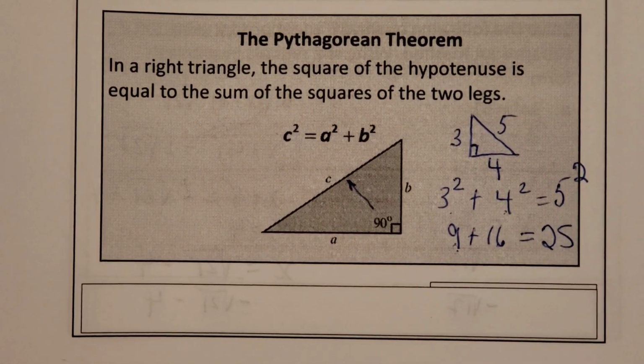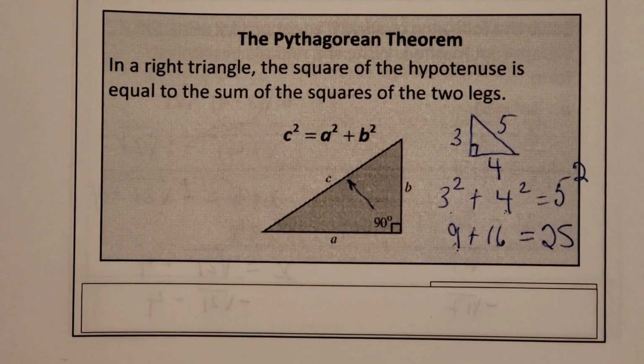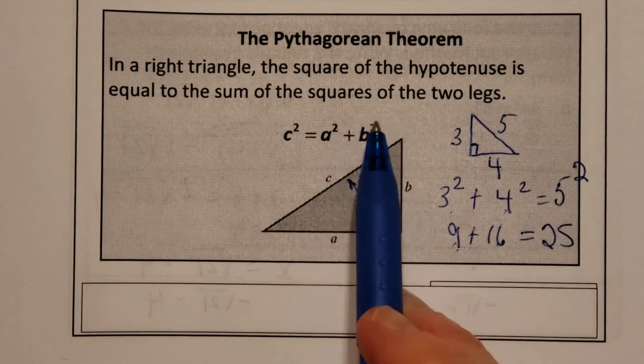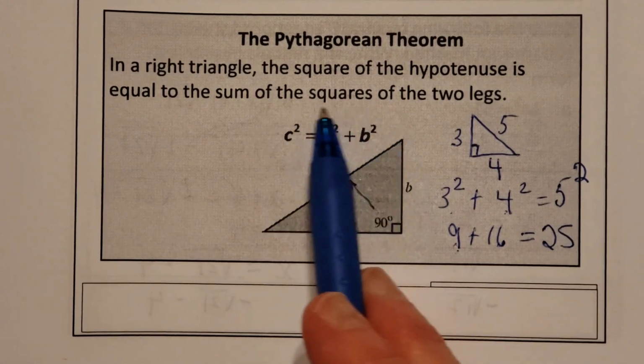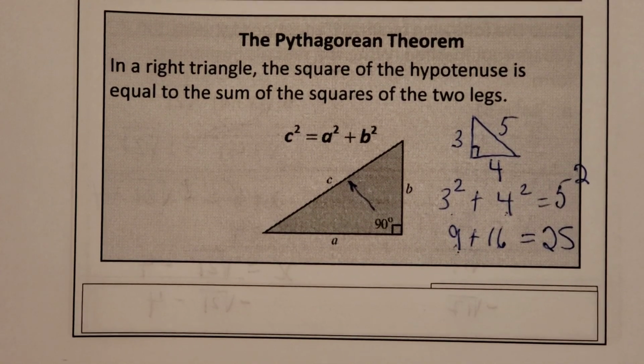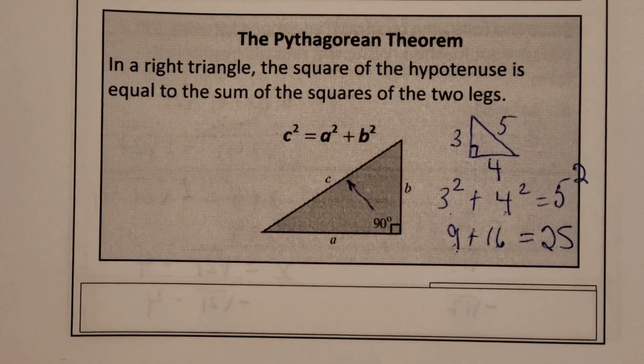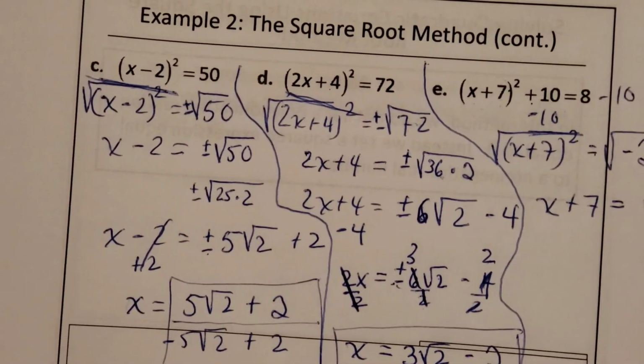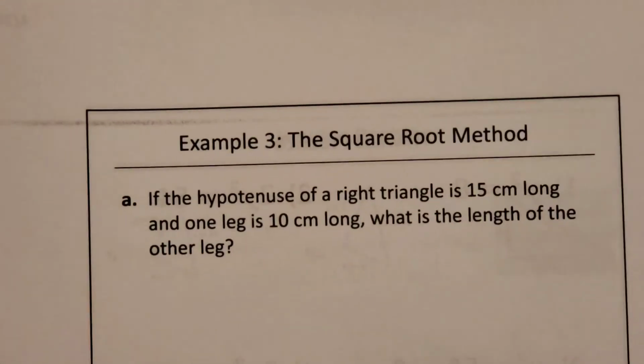That is a true statement. And not just those numbers, but any numbers that work in this formula, that means that if you put those side lengths together, it will always, always, always form a right triangle. Okay? So how does that apply to this unit? Well, let's find out.